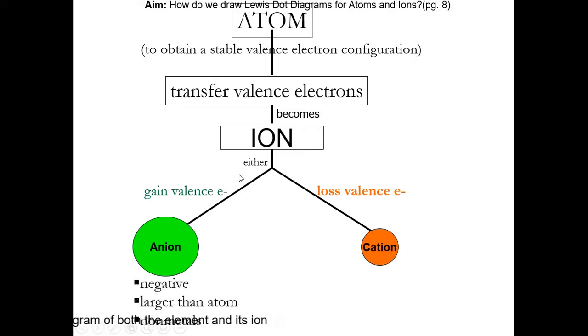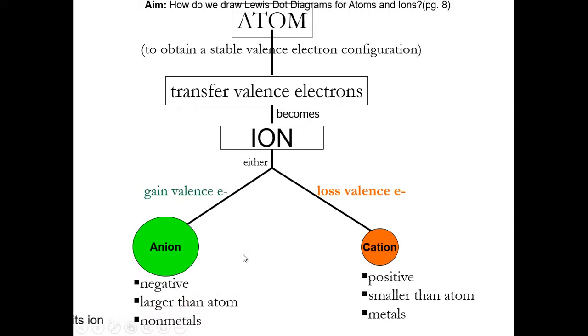So anions are negative, they're larger than the atom, and typically nonmetals become anions. For cations, they're positive, they're smaller than the atom, and typically metals become cations.